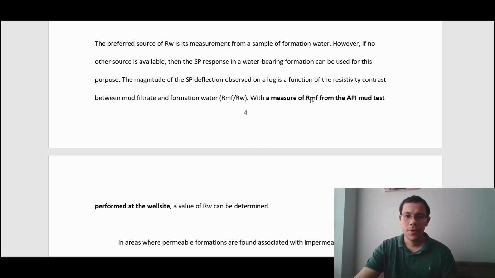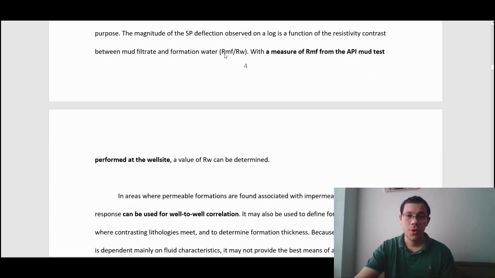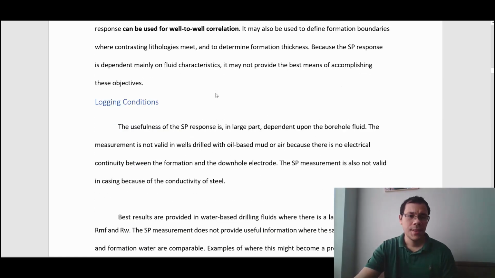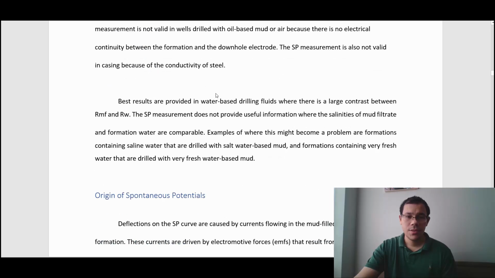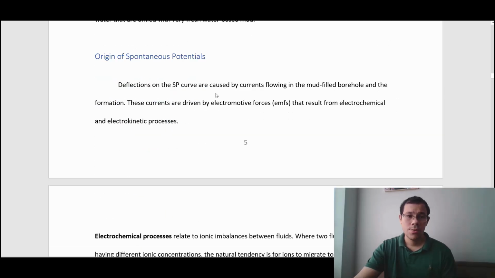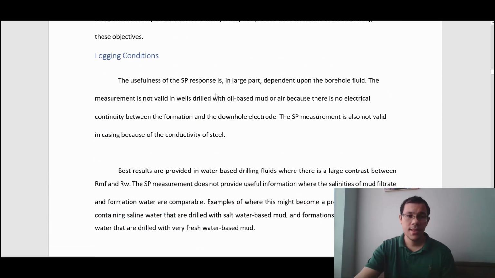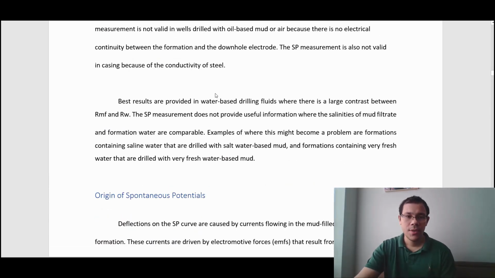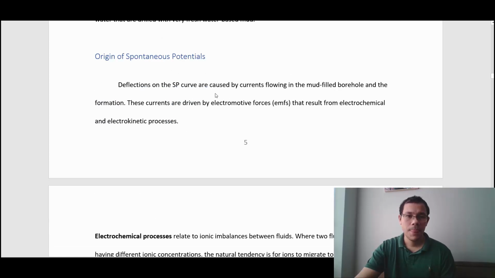I just wanted to mention that the resistivity of the mud filtrate, you can get it in location by performing a test. There is a device where you just put the drilling mud into this device and you turn it on, and it will give you the values of resistivity. So this value, you will get it in location easily. Regarding the logging conditions, I'll just add that this is a really small voltage, so there will be many factors affecting those readings.